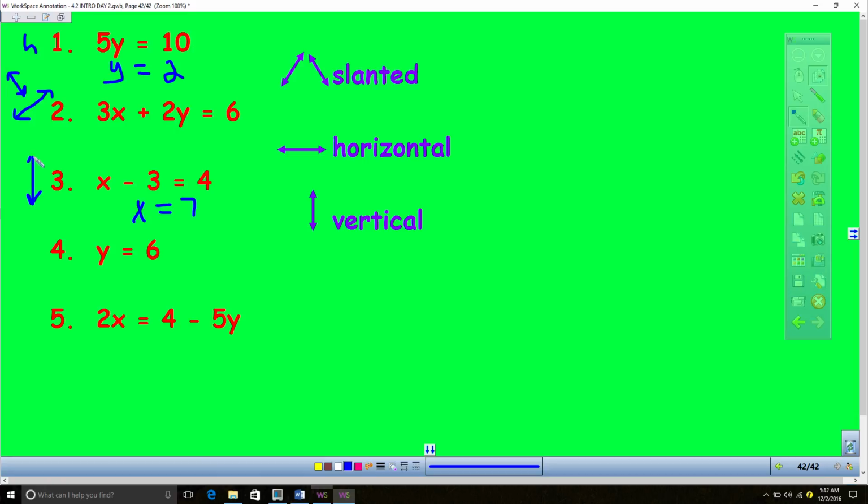Now I can see right away that number 4 is a y line, so it's a horizontal line. And let me go back up here and put horizontal on number 1. Okay. Notice that number 5 has both an x and a y, so I know that it's a slanted line, either slanted up to the right or slanted up to the left. So I want you to be able to recognize the special lines, the y line, which is a horizontal line, and the x line, which is a vertical line.